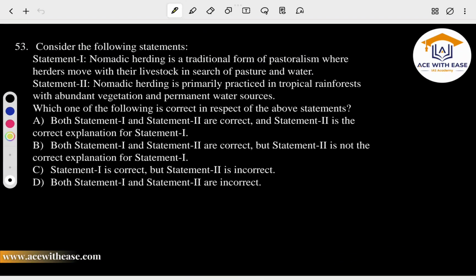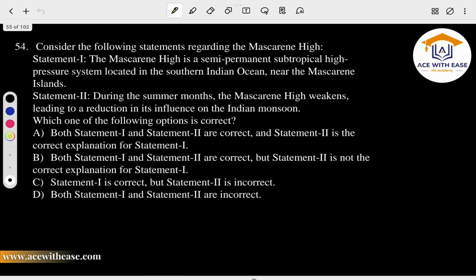53rd: nomadic herding is a traditional form of pastoralism where herders move with their livestock in search of pasture and water. Yes, this is a correct statement. Nomadic herding is primarily practiced in tropical rainforests. In tropical rainforests, we won't find nomadic herding. It is usually found in dry or semi-arid regions. So statement 1 is correct and statement 2 is incorrect.